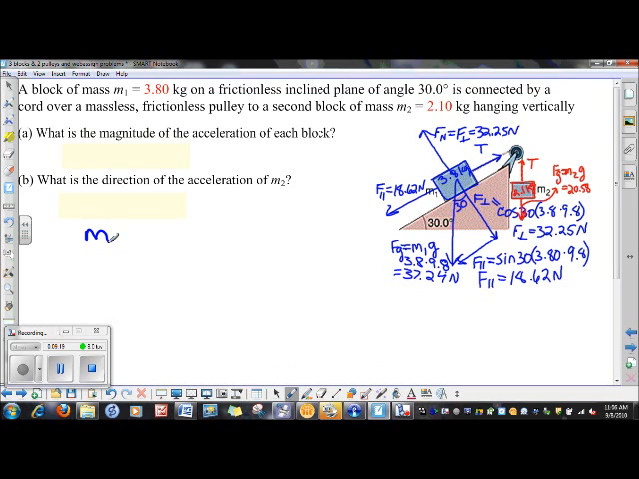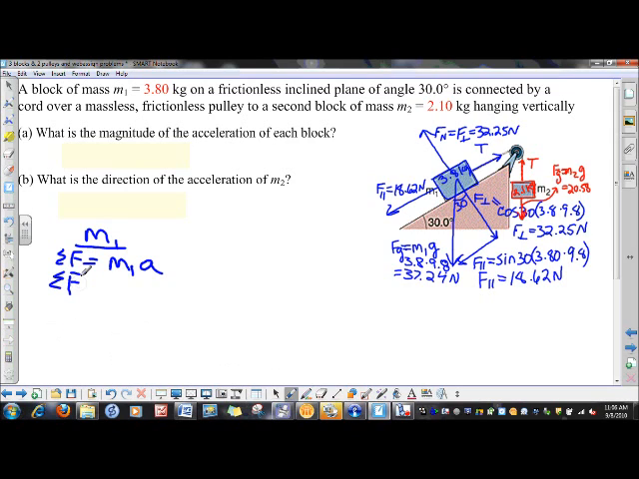Blue is mass 1, and we want an equation for mass 1. Well, we're going to use Newton's law. Newton's law states that net force equals mass times acceleration. Which mass are we referring to? Mass 1. But we need to know a little bit more about what the forces are that are causing the net force. What forces are involved?